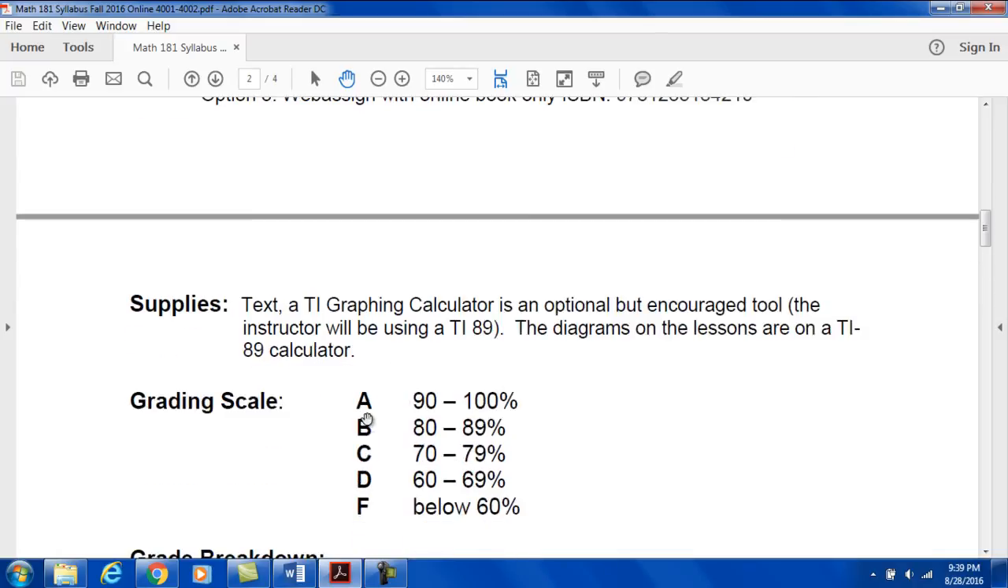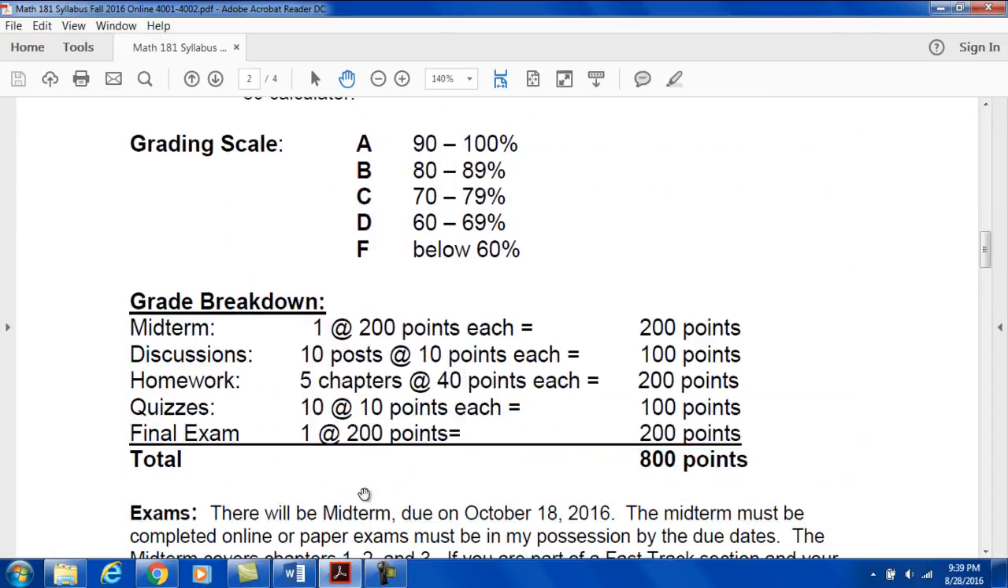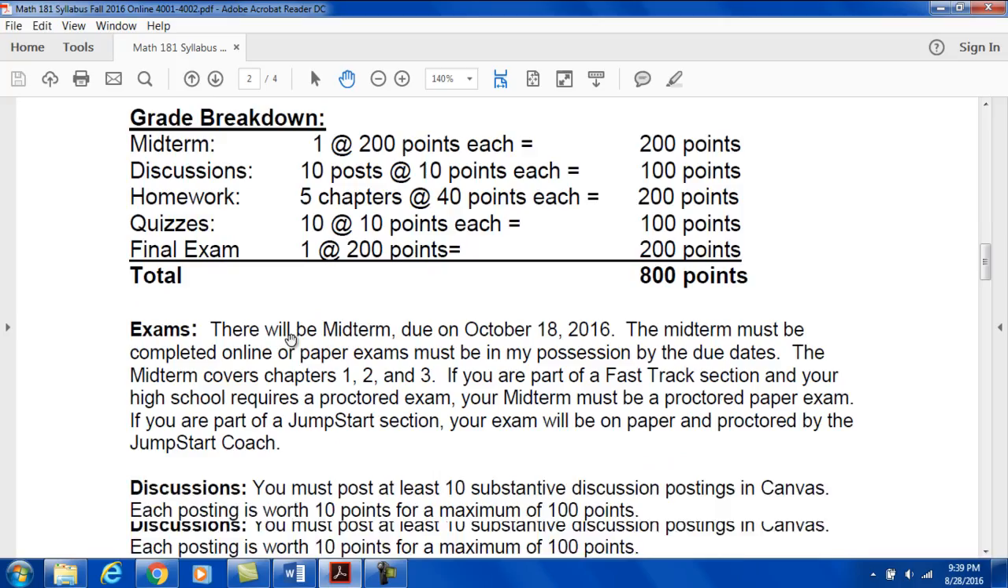Grading scales are pretty standard: A, B, C, D, F. Now the grade breakdown is: midterm, 1 at 200 points each. Discussions, 10 posts at 10 points each. Homework, 5 chapters. There's really 6 chapters, but the first one counts for 20 points, and the 6th one counts for 20 points. So they're the smaller chapters, so that's for 40 points. Quizzes, 10 at 10 points each, and final exam is 1 at 200 points.